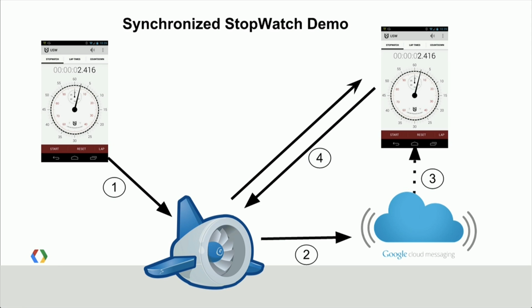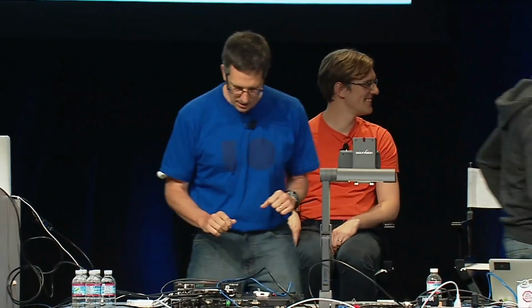Somebody at the front of the race can have the stopwatch, and someone at the end of the race can see exactly the start and stop time. In order to do that, one stopwatch will click Start. That'll send a REST request up to our server running in App Engine, which will then send a message to GCM. GCM will send a tickle down to another Android application, and that will do a REST request back up to App Engine and get the actual state. So let's flip over to the demo and see that.